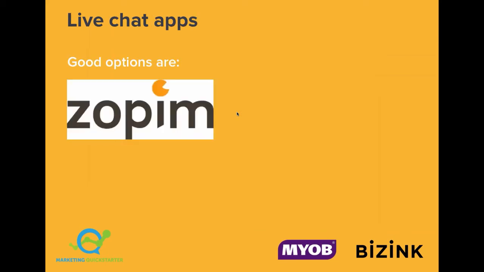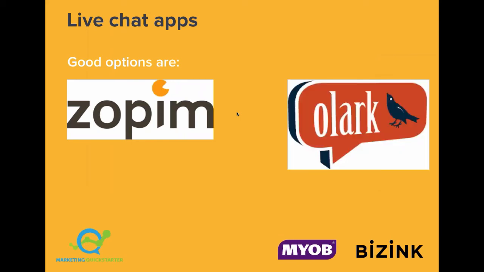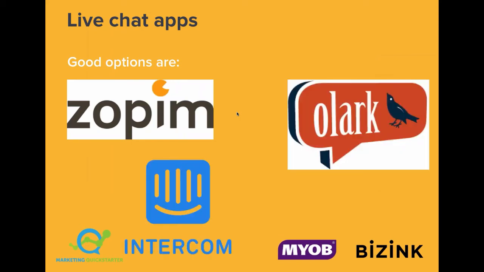So some good options. Zopim is the one that we use, which is owned by Zendesk. Olark is another good one, and Intercom is not one that we've used, but it's got a really good reputation. And they all integrate with any common website platform. You'll find no issue getting those installed on your site.